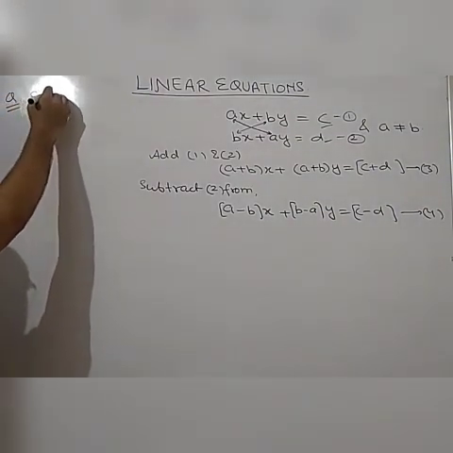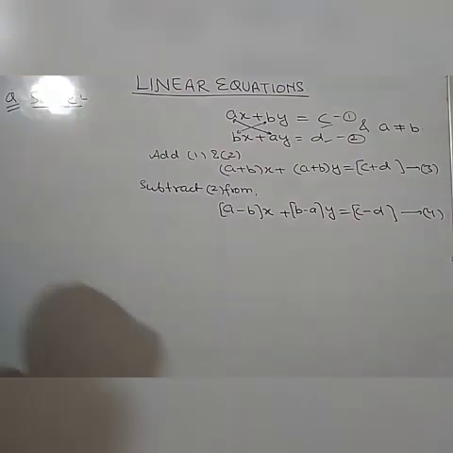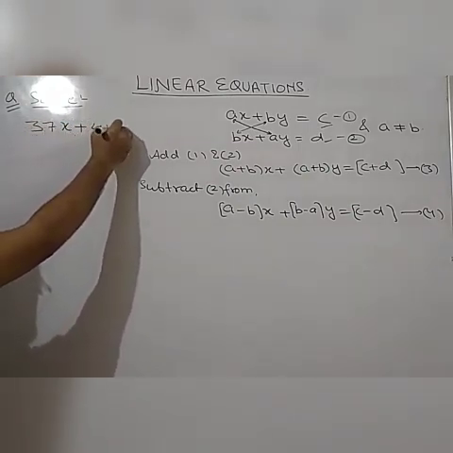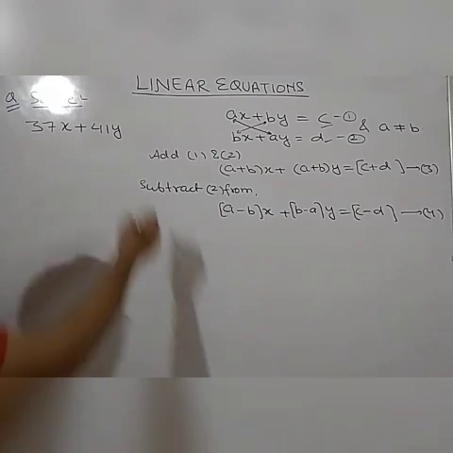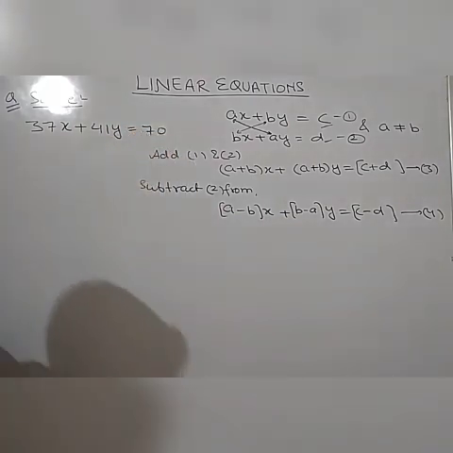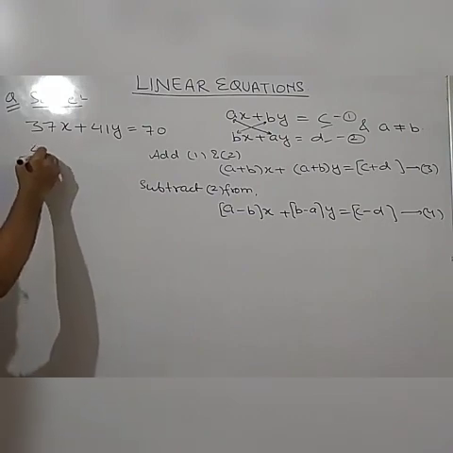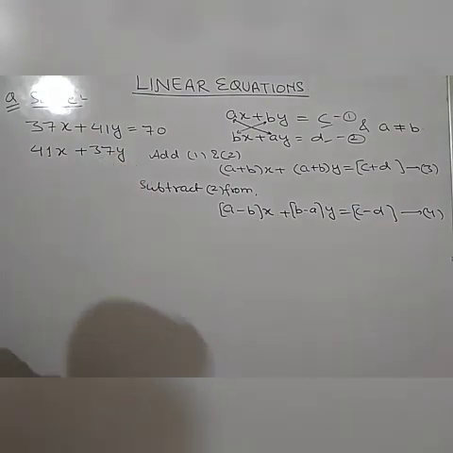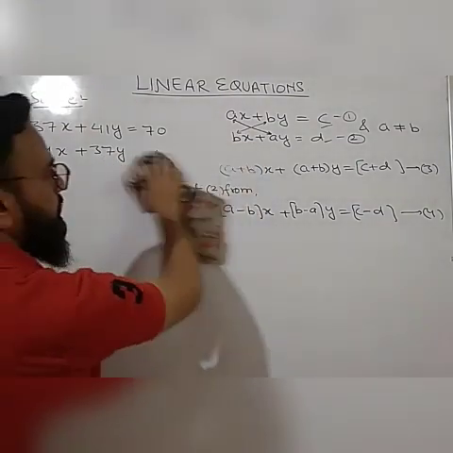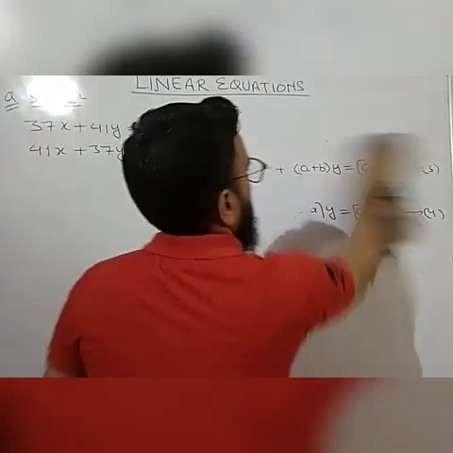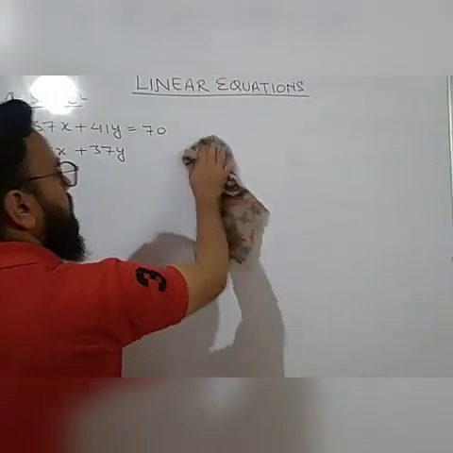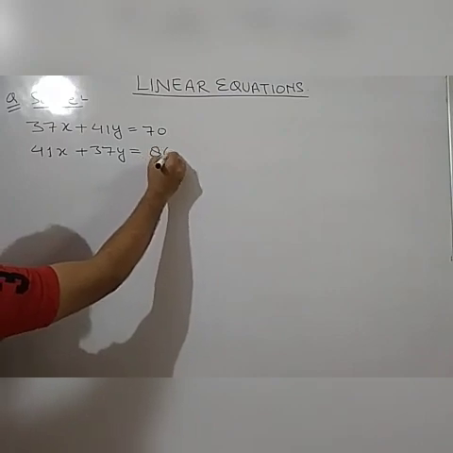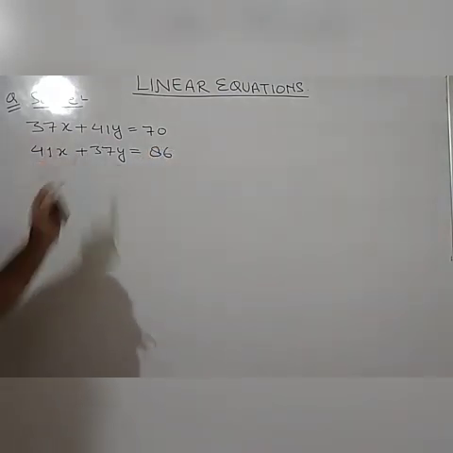The question is, solve 37x plus 41y is equal to 70, and the second equation is 41x plus 37y is equal to 86. So these are the two equations which we have to solve.